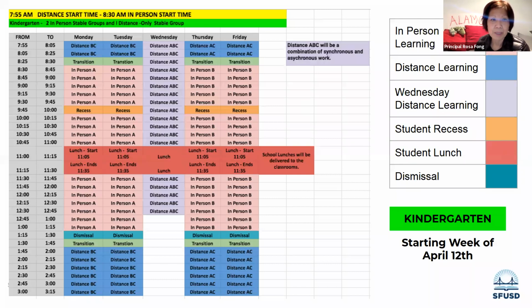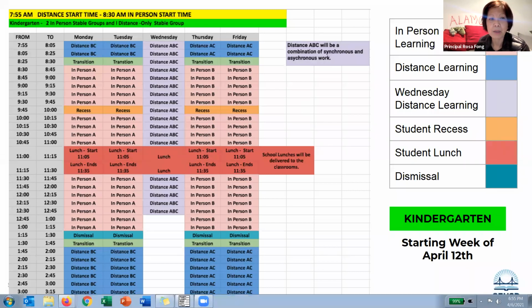Then if you follow the pink, if your child is in either cohort A or cohort B, then in-person begins at 8:30. And if you follow the pink, it goes all the way up to 1:15. And in between the pink, you see the orange, that's recess. And then in between the pink again, after recess, we have our lunch. Okay.